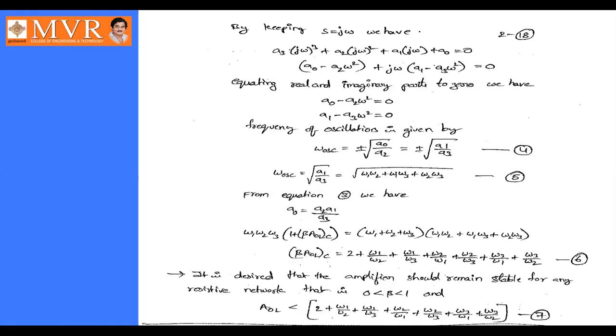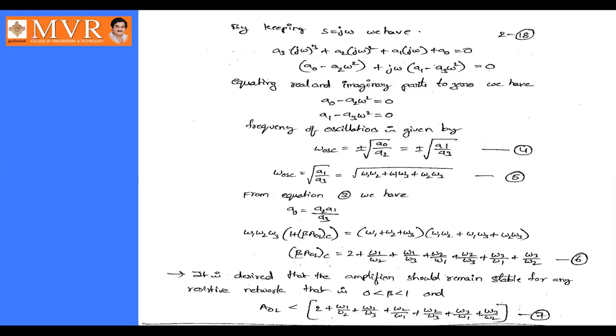By solving this equation, you can see here A naught minus A2 omega square. Why are we going to write it like this? Because j square is nothing but minus 1, so we write j square as minus 1. We take A naught minus A2 into omega square as one term, plus j omega into, considering j omega cube, j omega into A1 minus A3 omega square. Here we are taking j omega common.